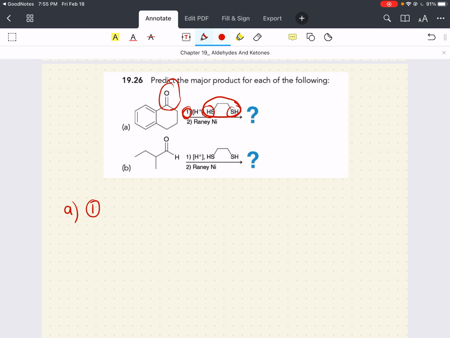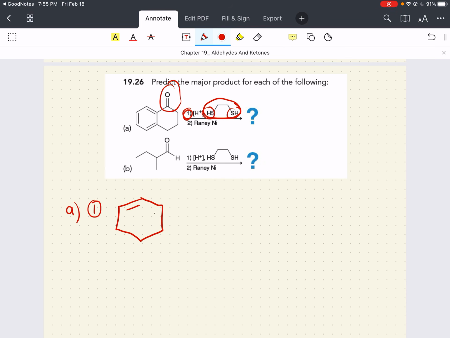Those first set of reagents are going to help us form our thioacetal. So what's going to happen is we have this, and what happens to our ketone is it's no longer a ketone, but instead we're going to form a thioacetal that's cyclic because of the kind of reagent we're starting off with. We saw the same thing with our oxygen nucleophiles. So you know how to do this.